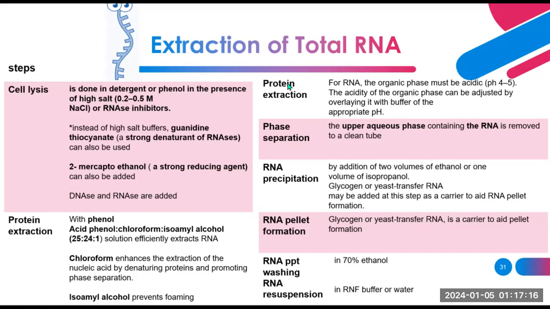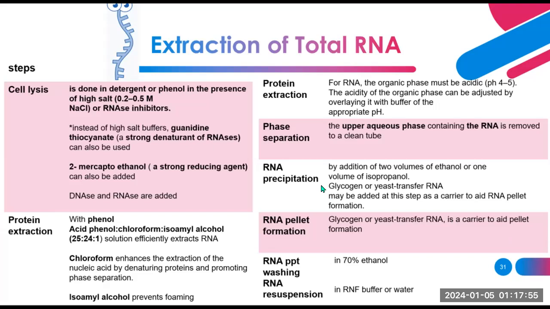And then still under protein extraction, for RNA, the organic phase must be acidic, and the acidity of the organic phase can be adjusted by, how can we adjust the acidity? We need to add buffer of the appropriate pH. And then for the phase separation, the upper aqueous phase containing the RNA is removed to a clean tube. So always remember that it is always in the upper aqueous phase or layer that we can observe the DNA or RNA, and not the lower hydrophobic layer.